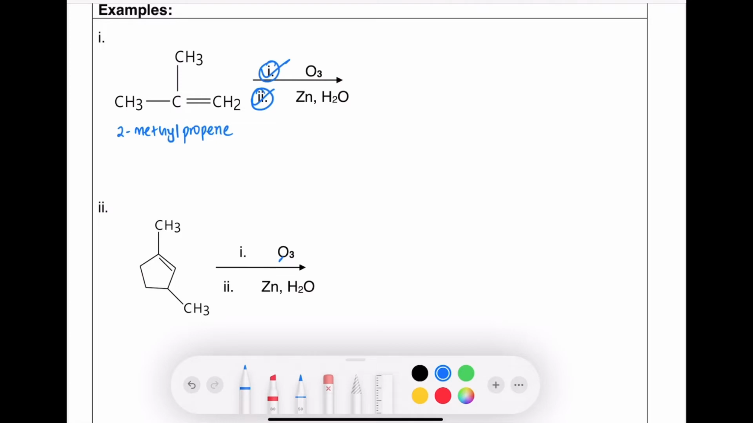However, we are not going to write what the intermediate is. We directly write the product of this reaction, and that is why we just write like this directly, 1 and 2. Again, you have to write 1, ozone, number 2, zinc with H2O. So let's take a look. How can we get the answer?